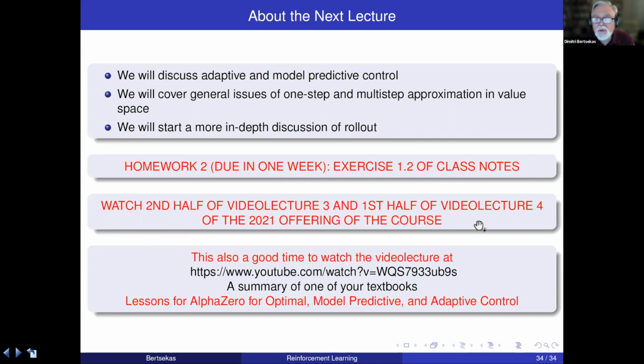It would be useful to do some advanced reading and watching. There are a couple of video lectures that are relevant to the next lecture. And this is also a good time to watch the video lecture that summarizes one of your textbooks. This is the new textbook that I am now finalizing, and it involves a lot of these visualizations and the connections with Newton's method. And there's an overview lecture on YouTube, and it would be a good time to watch that in preparation for the next lecture.